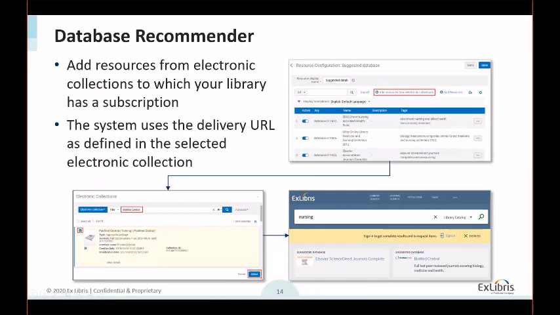The delivery URL is taken from the electronic collection. You don't have to specify it during the configuration. It's taken and calculated based on this. So in the front end, when users search for any relevant tag or search term, the suggested database is presented and the link is taken and calculated from the electronic collection. Also, changes in the electronic collection are applied to Primo VE. No need to go to Primo VE to change the URL.